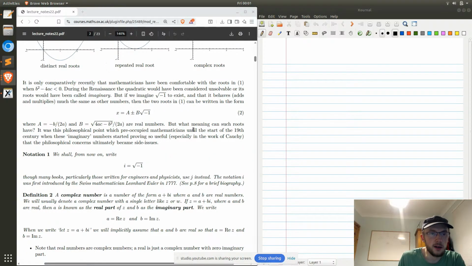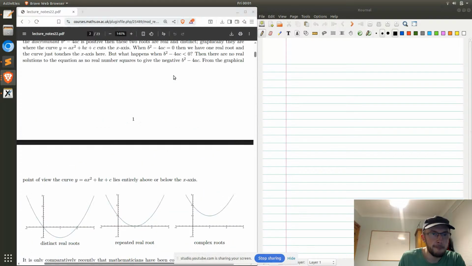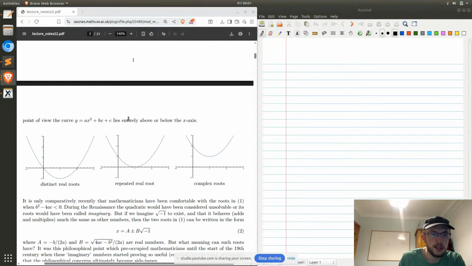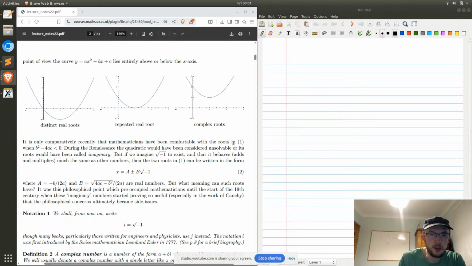It is only comparatively recently that mathematicians have been comfortable with the roots in Formula 1, the quadratic formula, when the discriminant b squared minus 4ac is less than 0. During the Renaissance, the quadratic would have been considered unsolvable, or its roots would have been called imaginary.